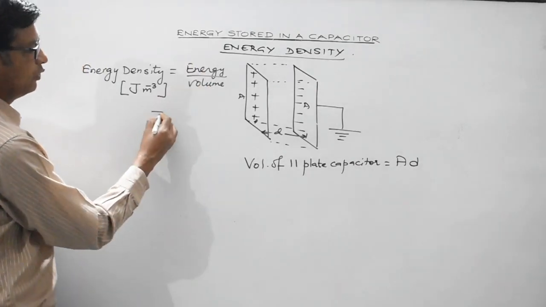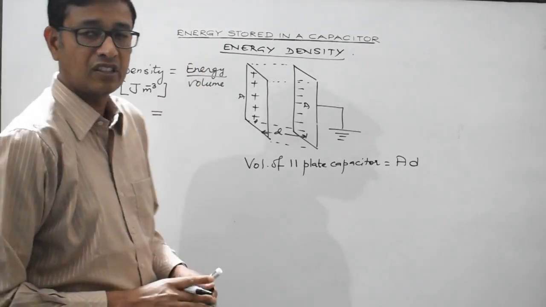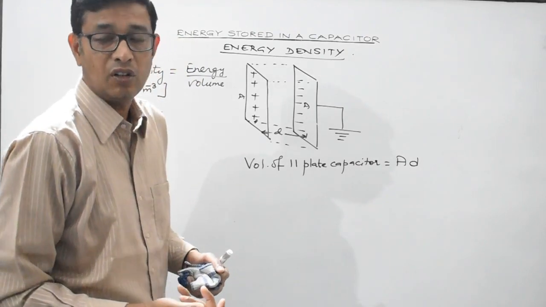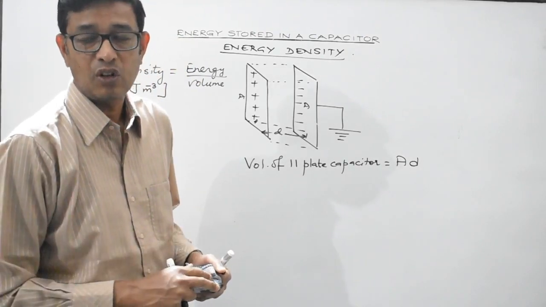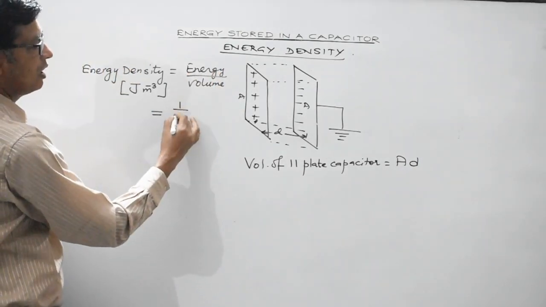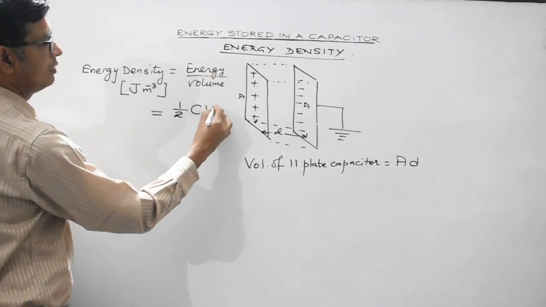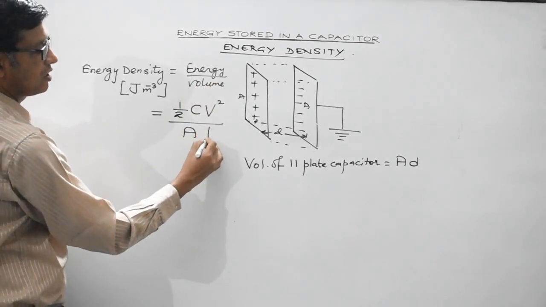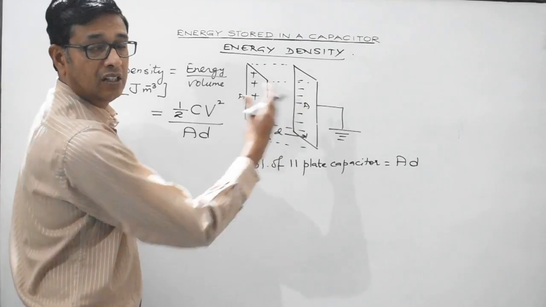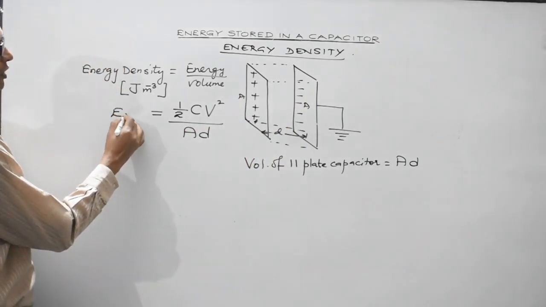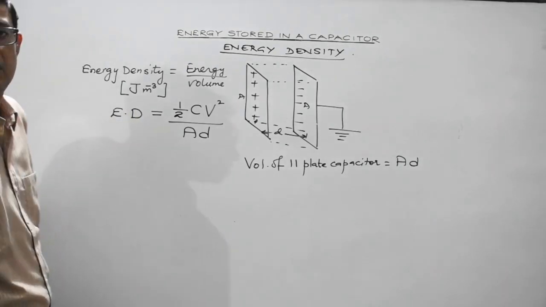Let's substitute the value. Just now we have discussed the expression for the energy. It's half CV square or Q square by twice C or half QV. So one of the expressions for the energy is half CV square. Volume is the cross-section area of each of the plates multiplied by the distance between the plates. So this is energy density.